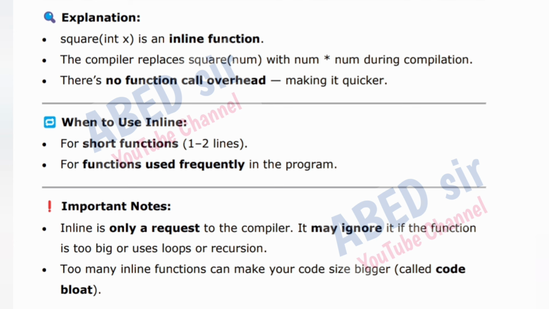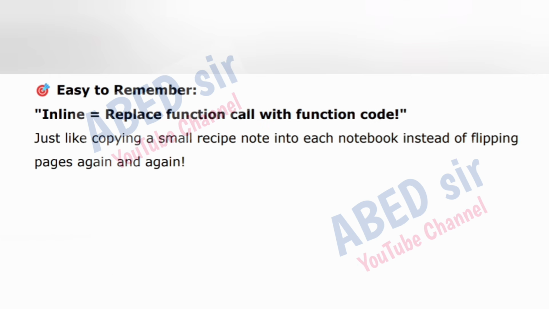Important notes: Inline is only a request to the compiler. It may ignore it if the function is too big or uses loops or recursion. Too many inline functions can make your code size bigger, called code bloat. Easy to remember: inline means replace function call with function code. Just like copying a small recipe note into each notebook instead of flipping pages again and again.